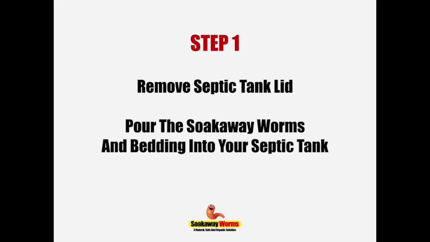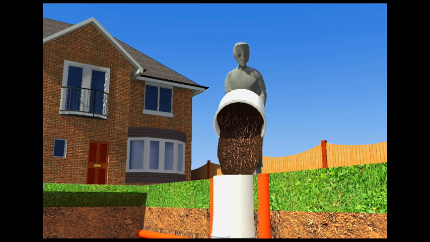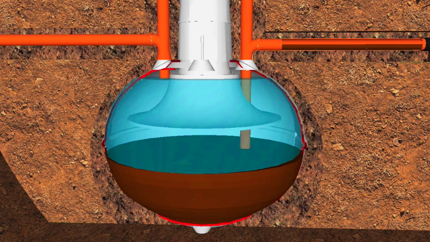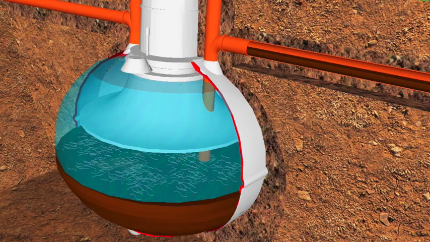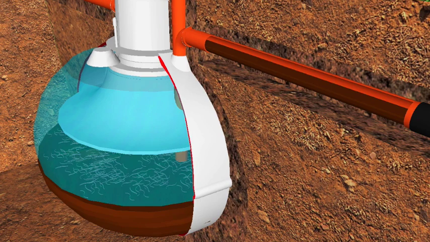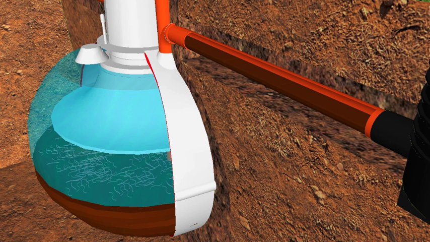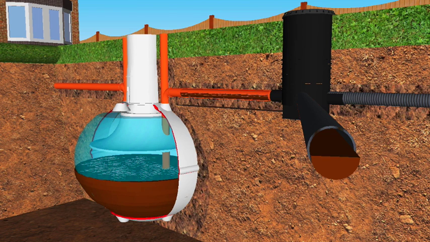Step 1. Remove the lid from the septic tank and pour the worms and the bedding all into the tank, and then replace the lid. The worms will fall to the bottom of the tank, and very quickly they'll adjust to their surroundings. They'll start burrowing into that sludge and making their way up through the outlet pipe towards the pipes that lead towards the soakaway. The worms very quickly will start breeding and multiplying, making their way through that sludge, through the pipes. And very quickly, these worms will penetrate your entire soakaway pipe system.